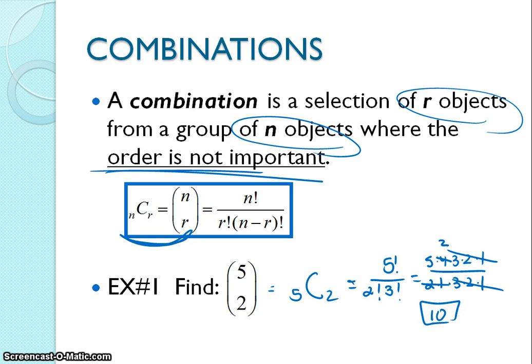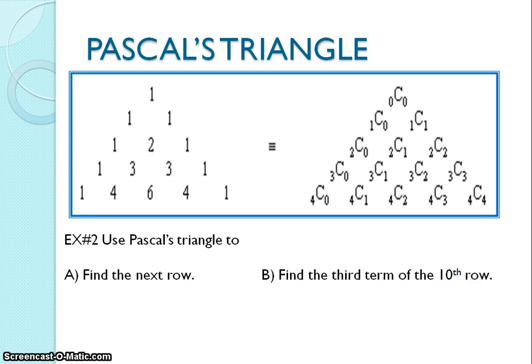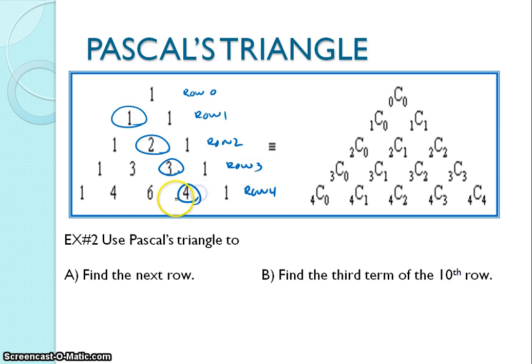Okay, let's move on. So let's talk about Pascal's triangle. For Pascal's triangle, we have row 0, row 1, row 2, row 3, row 4, and so on. Notice row 1, you have a 1 there. Row 2, you have a 2 there. Row 3, you have a 3 there. Row 4, you have a 4 there, down the other diagonal. That's one of the many patterns you can find in Pascal's triangle.